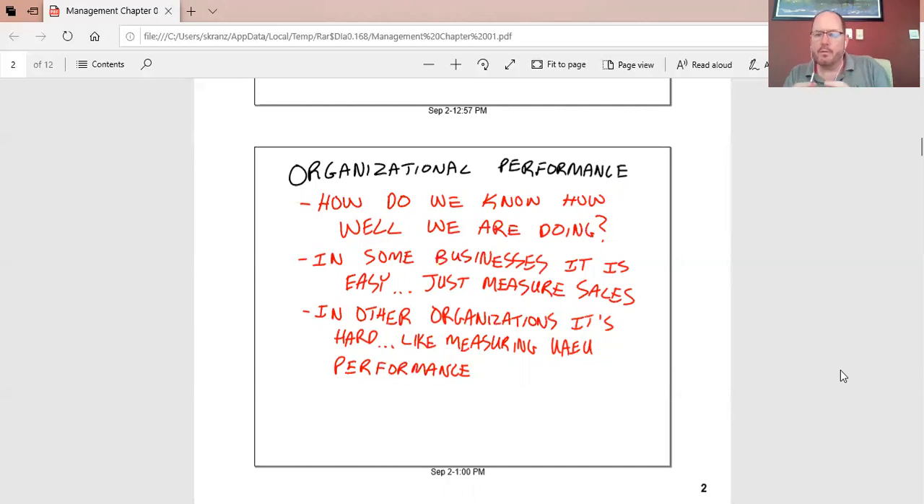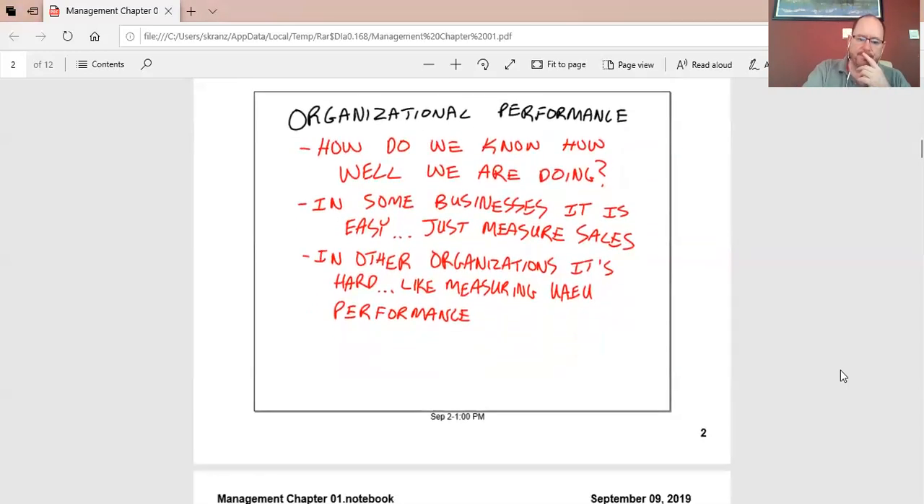So for UAU, there are many things that the university wants to measure for success. They want to measure how well our alumni do. They want to measure how well our faculty produce research. There are many things that the university wants to measure in performance.